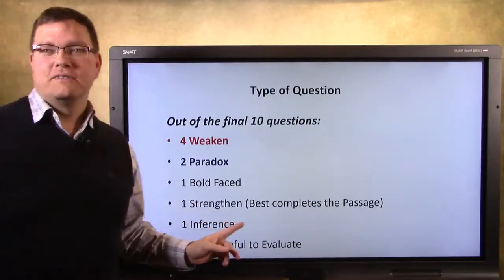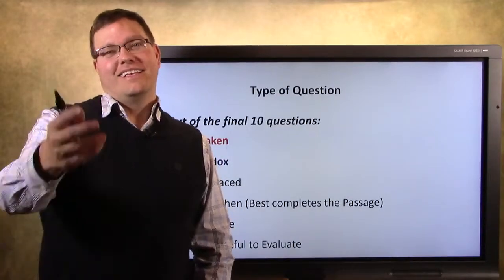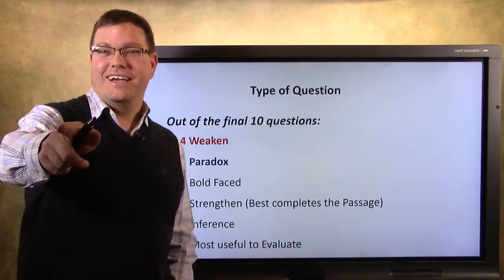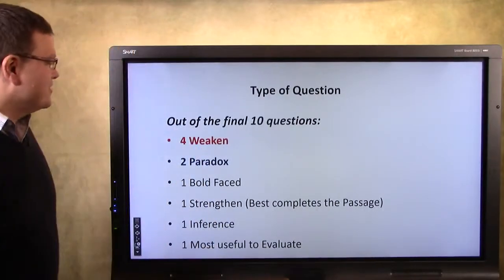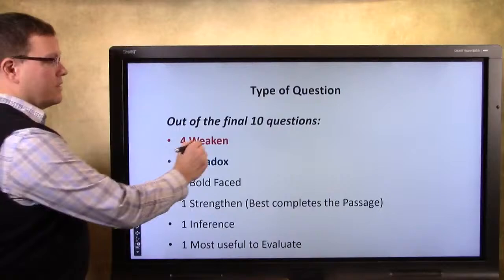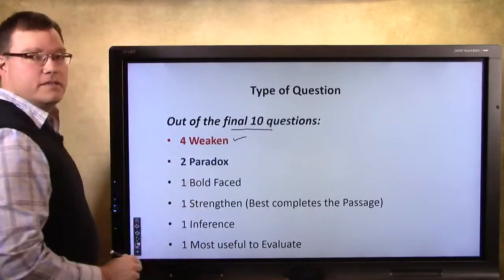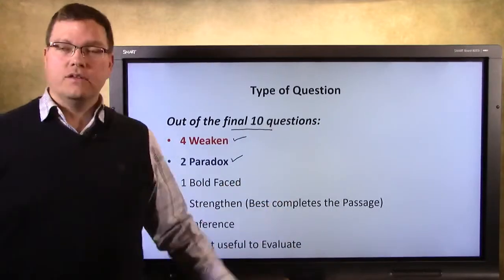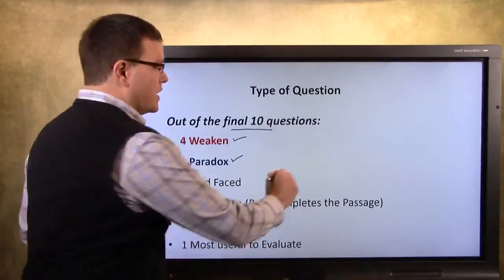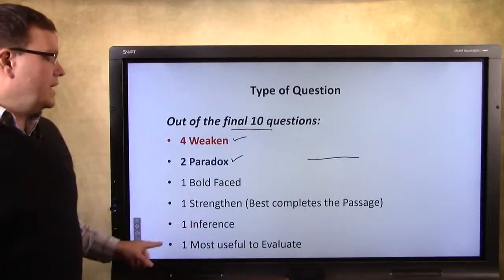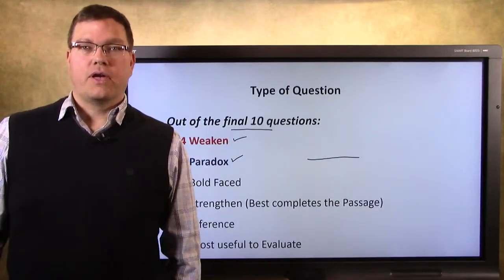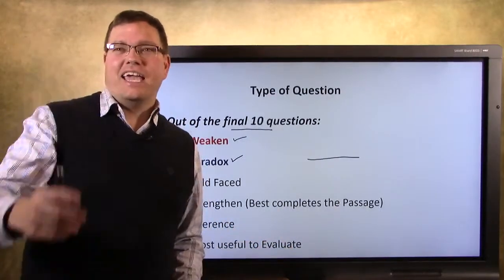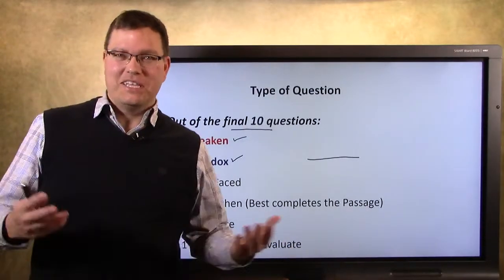So here's what I found. Sentence correction. Well, that's not critical reasoning, but sentence correction can definitely be tough. A lot of boldface in there as well. There's some interesting answers. So what I found out of the final 10 questions, I found 4 weaken, 2 paradox, 1 boldface, 1 strengthen, and the strengthen was to best complete the passage where they give you the underlined part. 1 inference and 1 most useful to evaluate. Okay, so you're thinking, weaken, paradox, weird. I don't see anybody having written either one of those 2 down as being the most difficult, right?